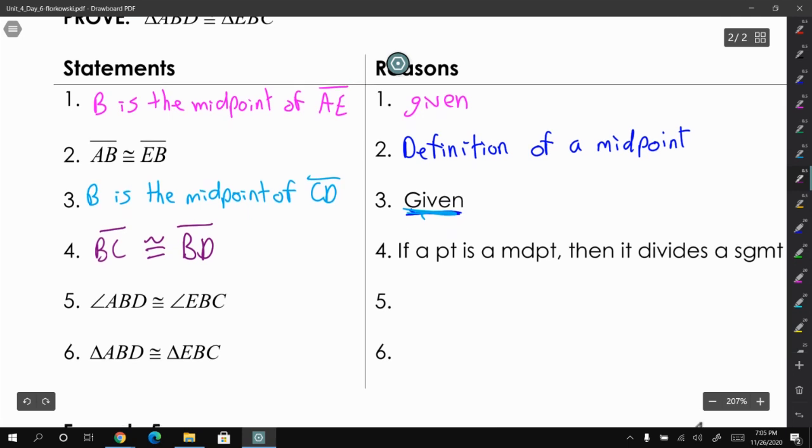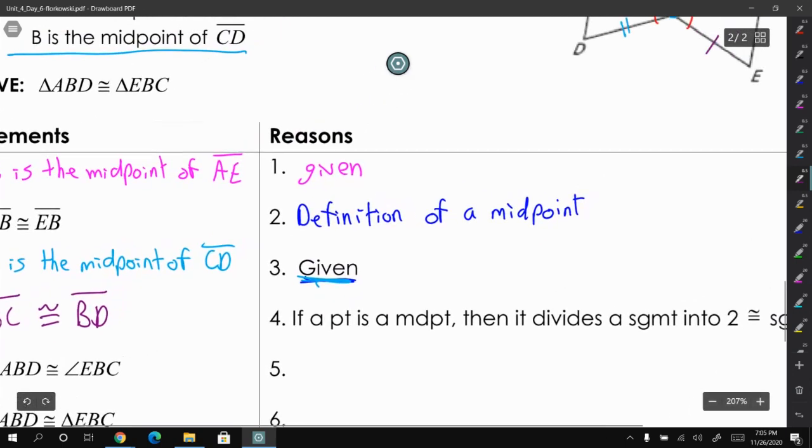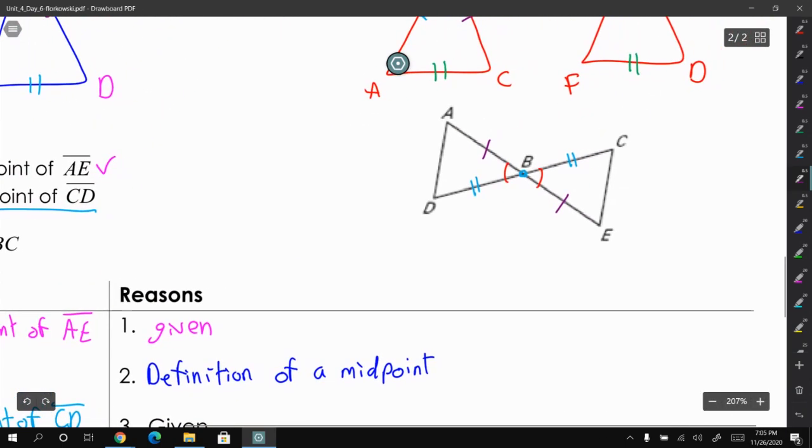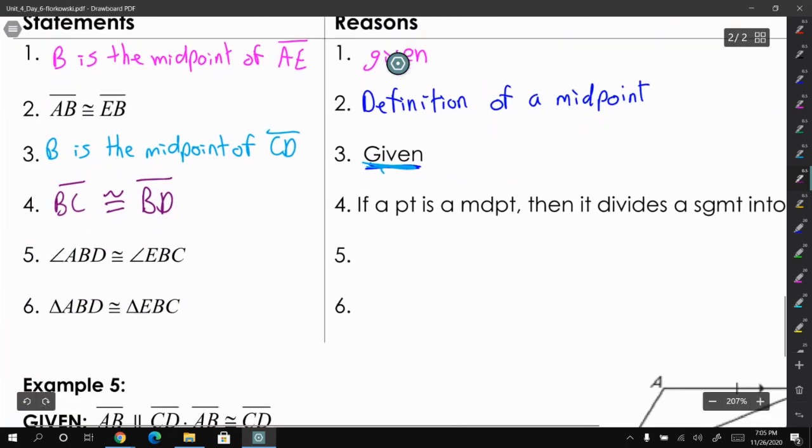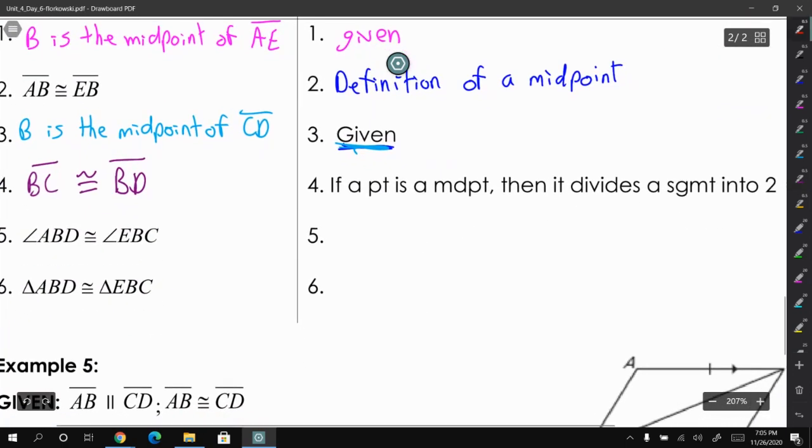And then angle ABD is congruent to angle EBC. Well, remember we talked about vertical angles, but let's just make sure that those two angles are the vertical angles. So we have angle ABD is congruent to angle EBC. Okay, yep, those are the two vertical angles we were talking about. So the reason that we can say that these two angles are congruent is because vertical angles are congruent.